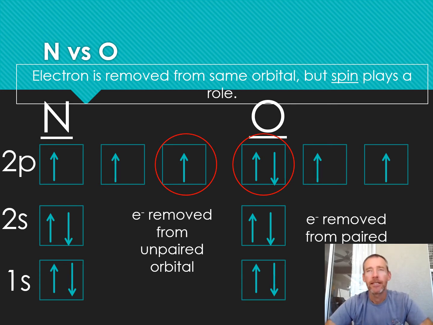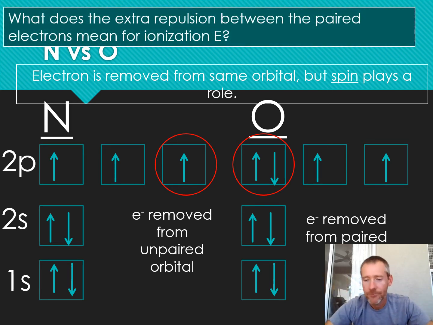Okay, it's kind of like two siblings who are fighting. You want to put them in opposite rooms to cool off, so they're easier to remove when they're fighting like that. Okay, so the extra repulsion from being paired with electrons means the ionization energy is going to decrease. There's a little less energy needed to remove that electron since they are repelling each other.